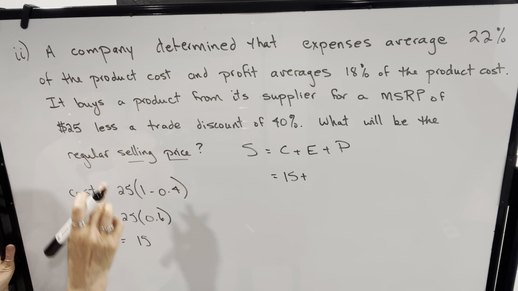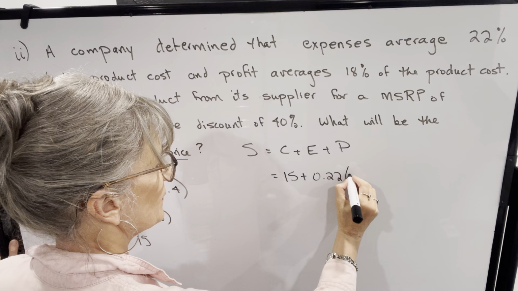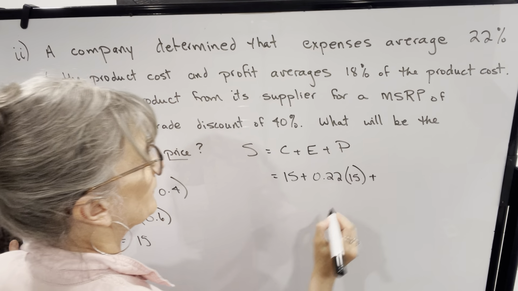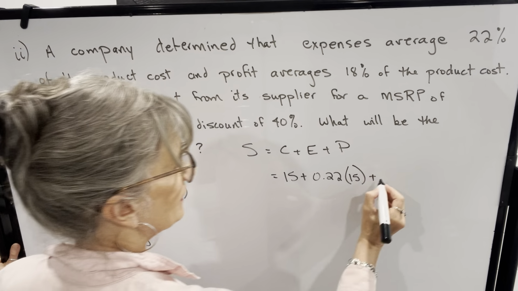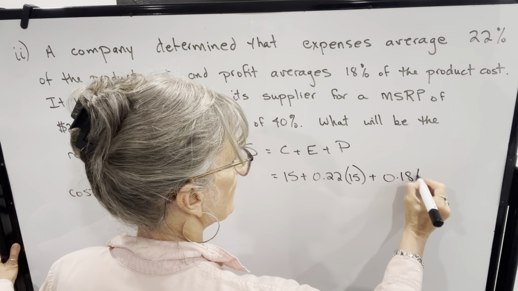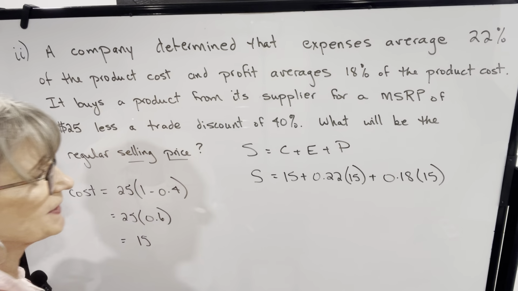Expenses are 22% of the cost. So we can write that as 0.22 times 15. Profit is 18% of the cost. So 18% times 15. And when we add those all up, that should give us our selling price.